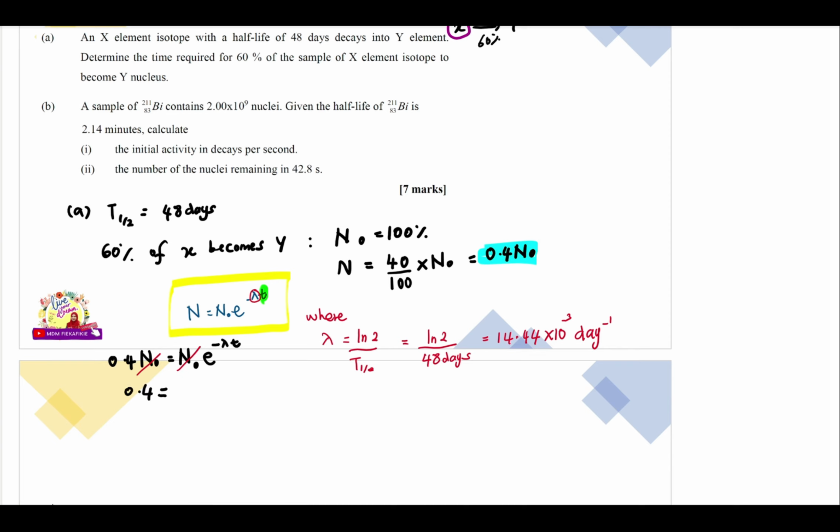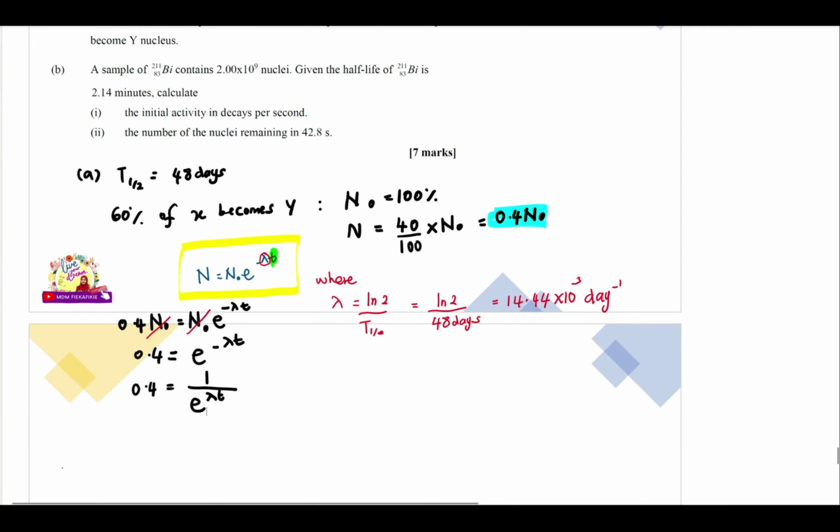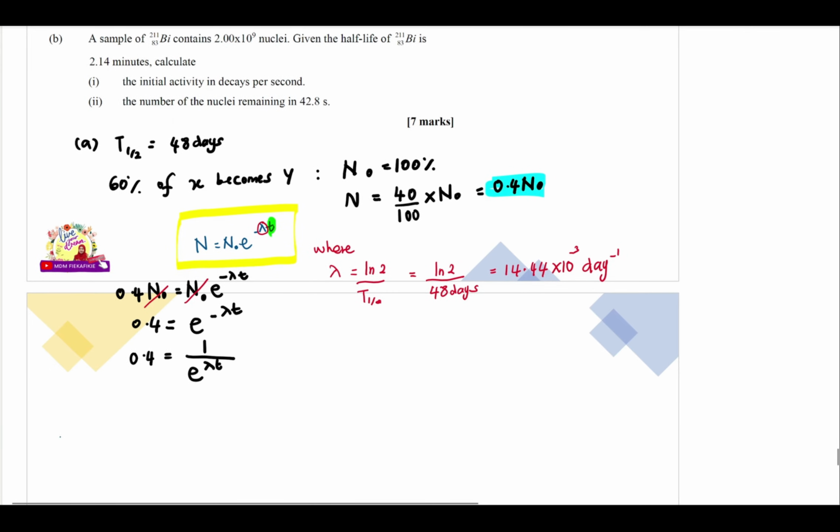This is very important. Dia akan jadi 0.4 E negatif lambda T. Nampak tak? E negatif lambda T. So, negatif tu kita boleh hilangkan. Mathematically, dia adalah 1 over E lambda T. Faham, so daripada sini, kita boleh hilangkan kuasa negatif tadi tu.